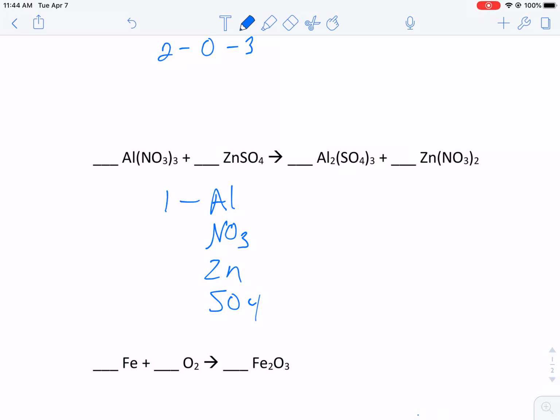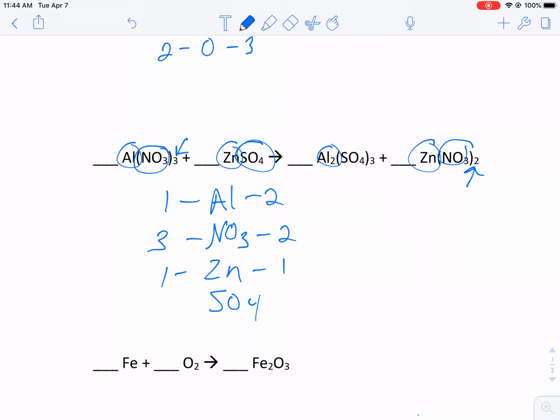There's 1 aluminum on the left, there's 2 on the right. There are 3 nitrates, because of that little guy right there, on the left. And there's 2 on the right. There's 1 zinc, and 1 zinc. And then on my left, I have 1 sulfate, and on the right, I have 3.